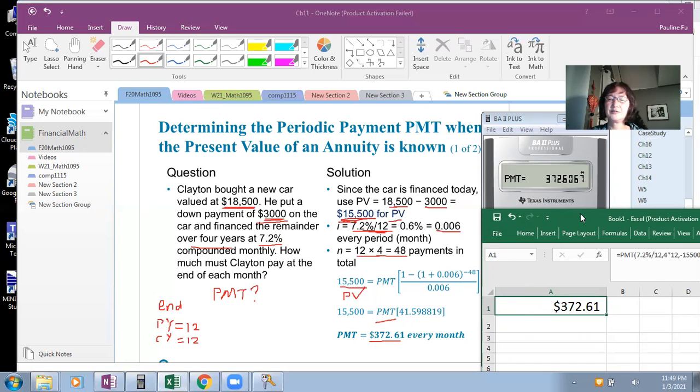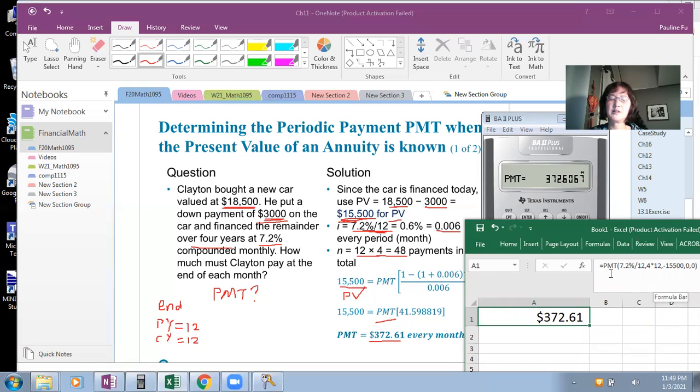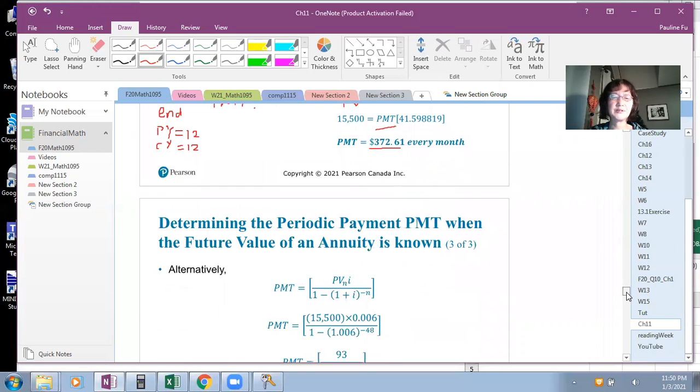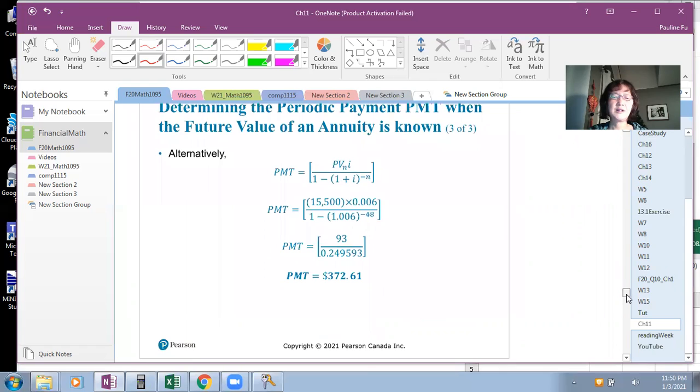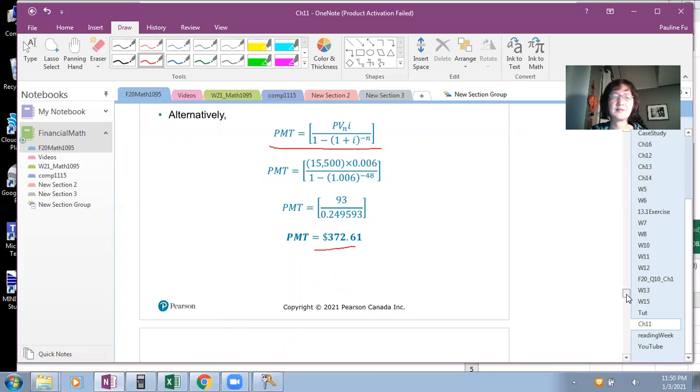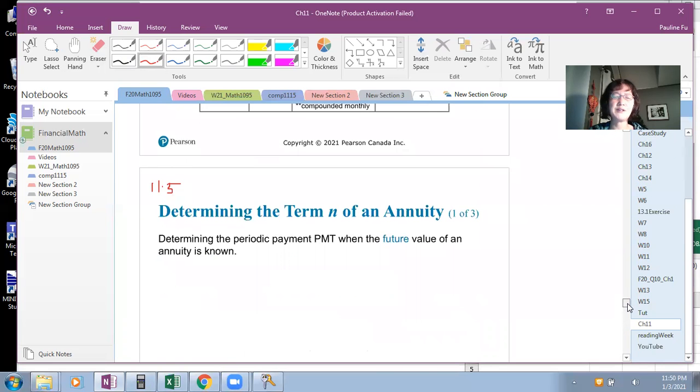Okay. So the formula is here. Check out the formula here. All 3 methods come up with the same result. So that is the PMT calculation. Alternatively, you can directly plug in the formula for PMT. You get the same result. And we did the calculator method.